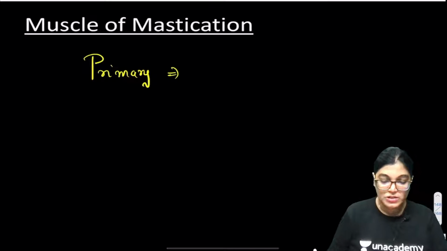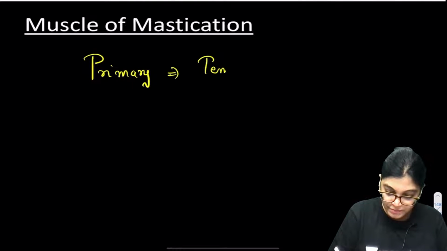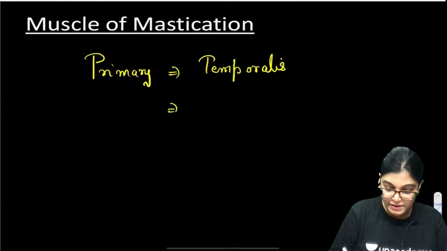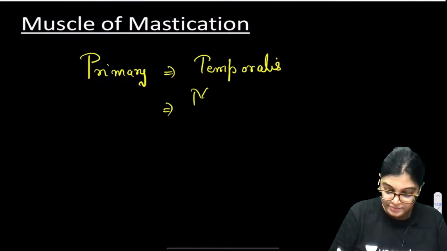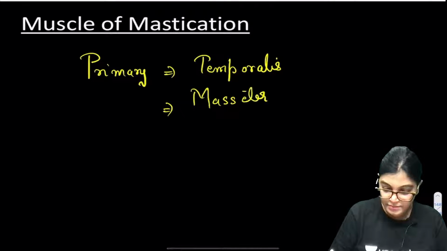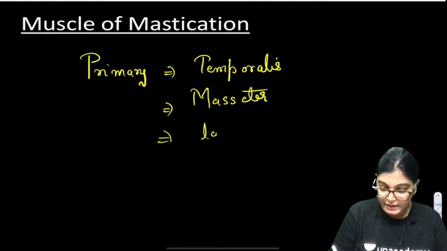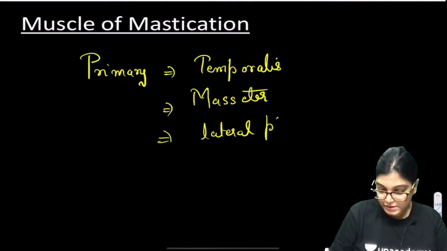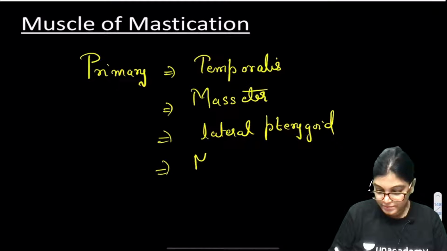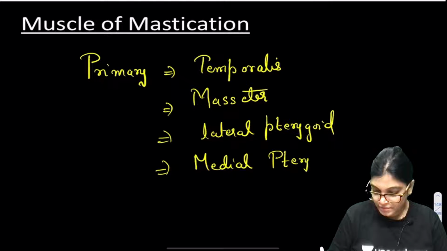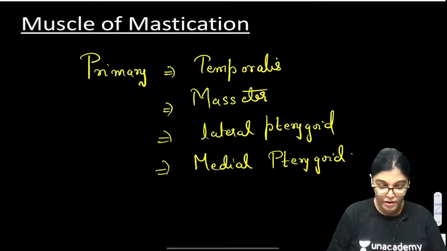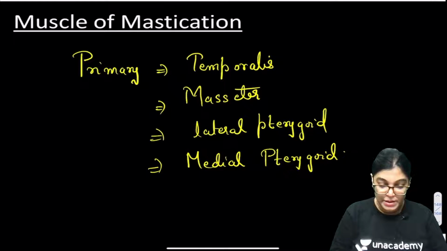Please write down the list. Primary muscles of mastication are the following: temporalis, masseter, lateral pterygoid, medial pterygoid. Okay, these are the primary muscles of mastication.